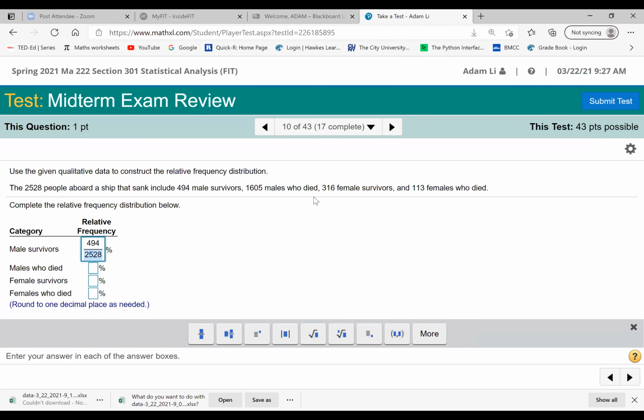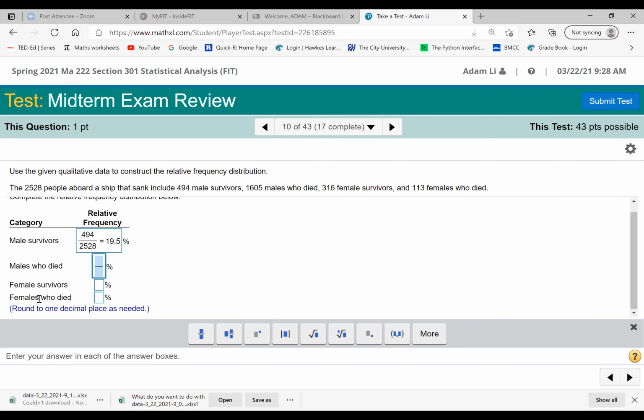So let's see what that is. So 494 divided by 2528, and this turned out to be 19.5%, if you round to one decimal place in terms of percentage. So the answer will be that. Okay, so in terms of putting the answer, you only put 19.5%, right? You do not put a fraction in. I just show you the complete calculation.